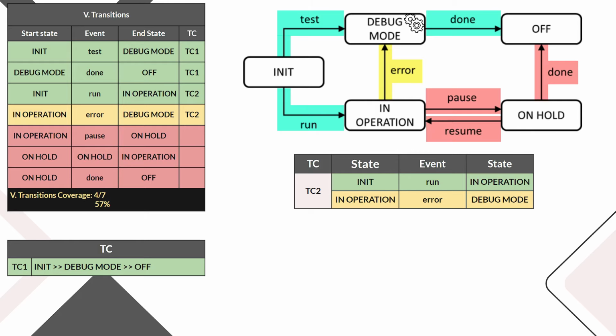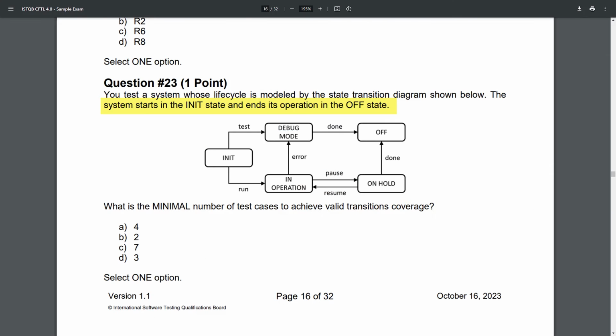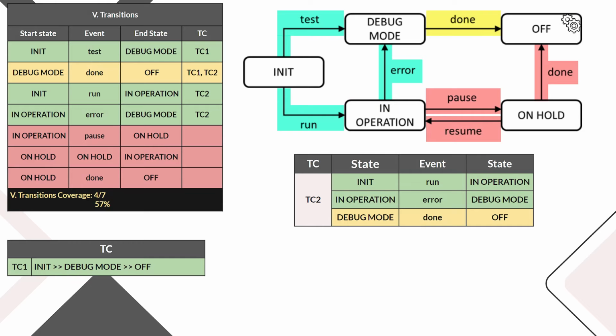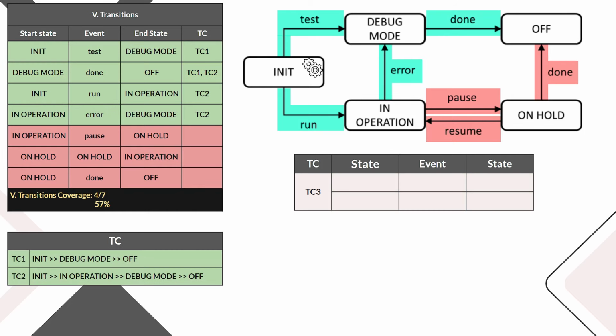As you remember, we have limitations. The system starts in the init state and ends its operation in the off state. This means that we have no other choice but to test an already tested transition, from debug mode to off state through the done event, because there is no other arrow from debug mode that would lead to some other state. Thus, with the help of 2 test cases, 4 valid transitions out of 7 were tested. There are only 3 transitions left, and we are starting the third test case.